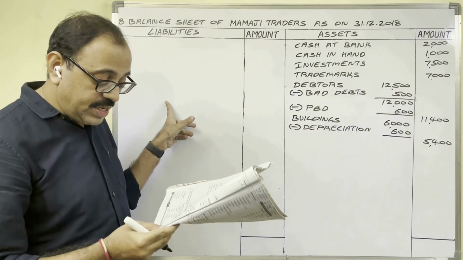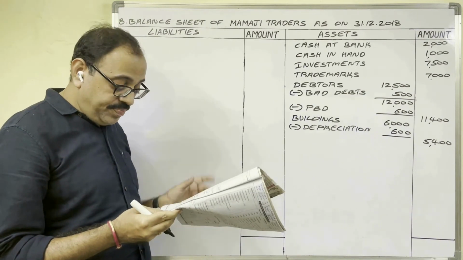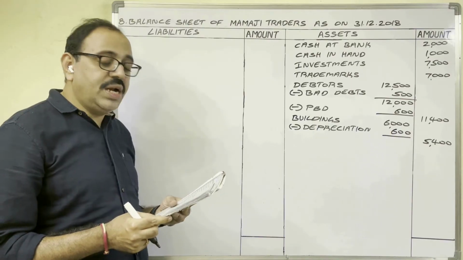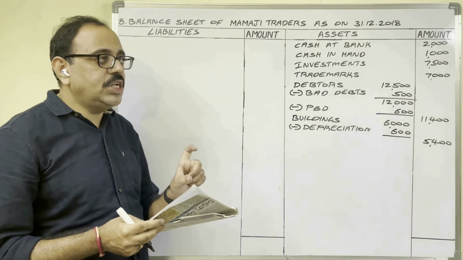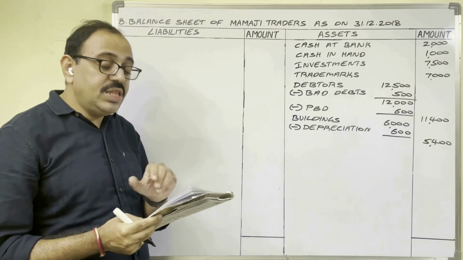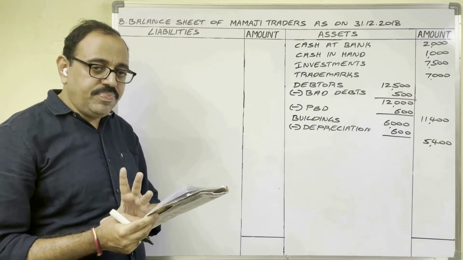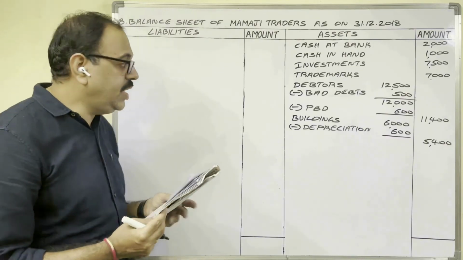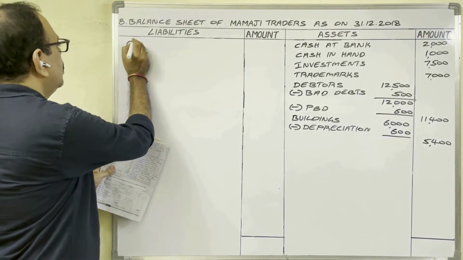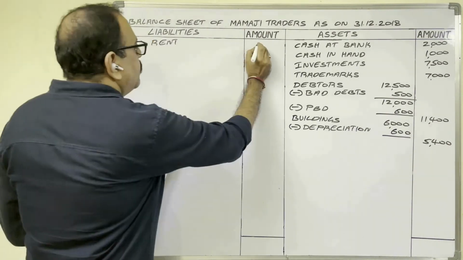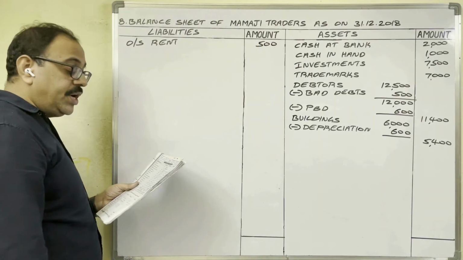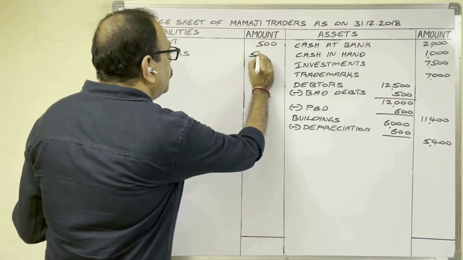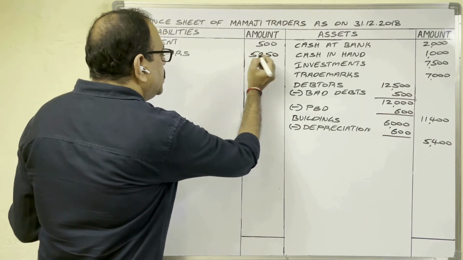Here is the liability side. Capital at the end. Return, sales, dividend, discount, outstanding rent. It is given in the adjustments 2 times, but in the trial balance only 1 time. So outstanding rent, we have to pay rent. It is a liability. Therefore you have to show it on the liability side. Outstanding rent 500 rupees. Creditors, liability 5,250. Trial balance amounts completed.